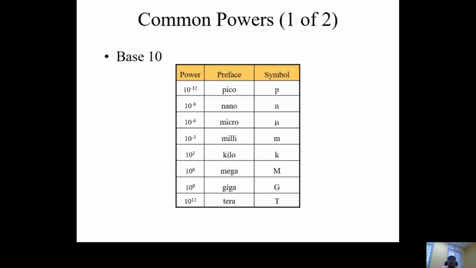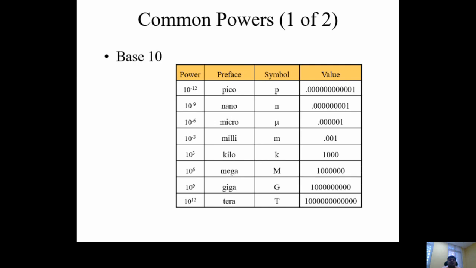Now we see some common powers. 10 to the power minus 12 is pico and the symbol is p. 10 to the power minus 9 is nano and the symbol is n. 10 to the power minus 6 is micro and the symbol is mu. 10 to the power minus 3 is milli and the symbol is small m. 10 to the power 3 is kilo and the symbol is small k. 10 to the power 6 is mega and the symbol is capital M. 10 to the power 9 is giga and the symbol is capital G, and 10 to the power 12 is tera and the symbol is capital T.